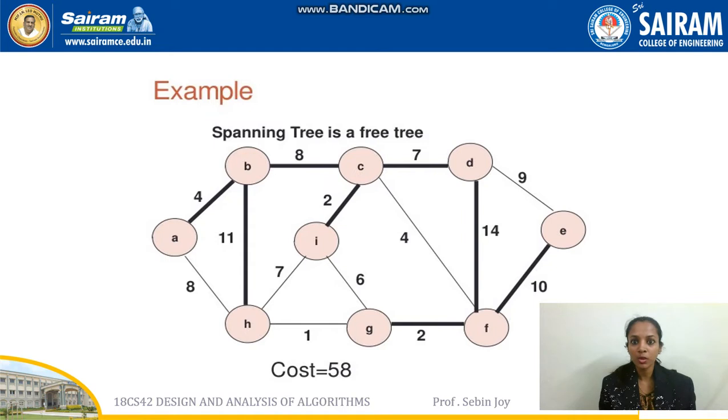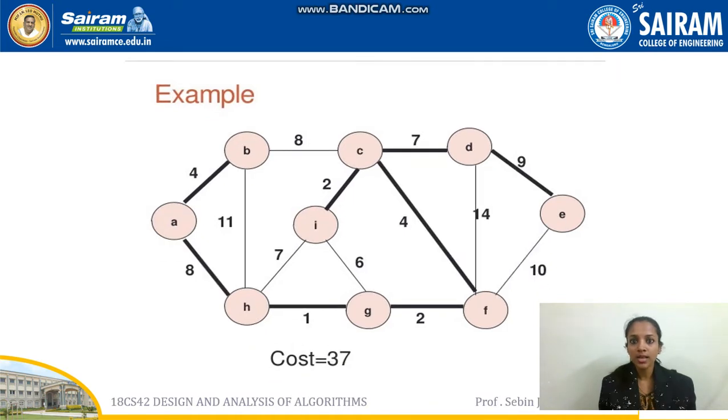The cost of one of the spanning trees, which is shown here in the bold line, is 58. And this is another example of a spanning tree, which has the cost 37. The bold lines represent the edges in the spanning tree. So these are two spanning trees having different costs, and like this we will find n number of spanning trees from the given graph, find the cost of each spanning tree, and whichever has the minimum cost will be the minimum spanning tree.